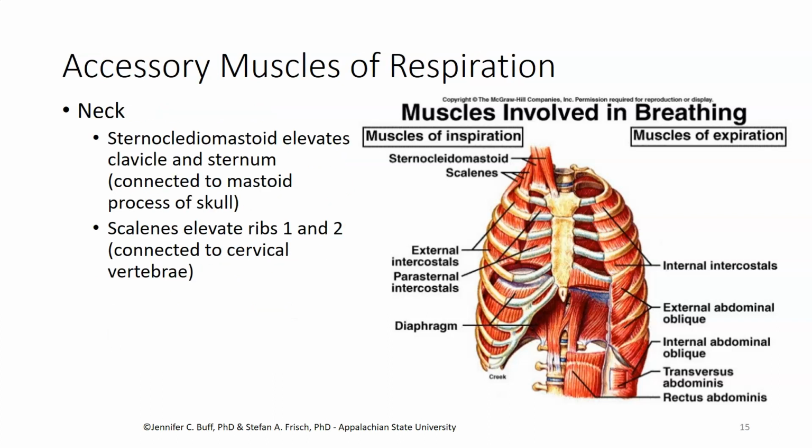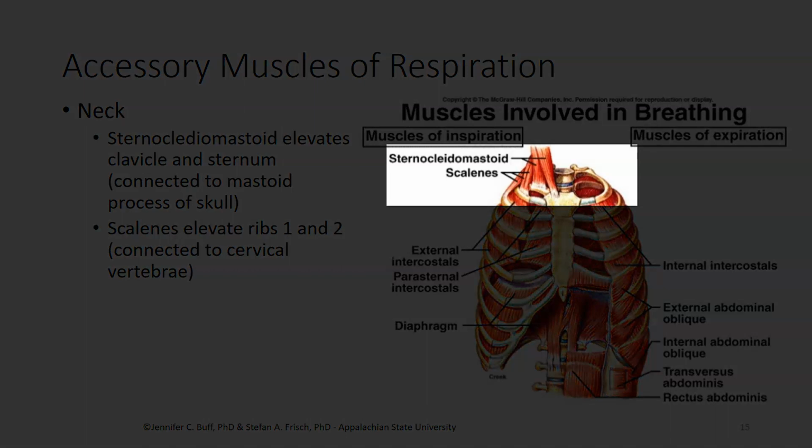These primary muscles are supported by a variety of accessory muscles. In the neck, we have the sternocleidomastoid that helps hold up the clavicle and the sternum, which are the superior and anterior parts of the rib cage, by a connection to the mastoid process of the skull. The scalene muscles, which come from the cervical vertebrae, connect to ribs 1 and 2 and help stabilize the superior part of the rib cage.